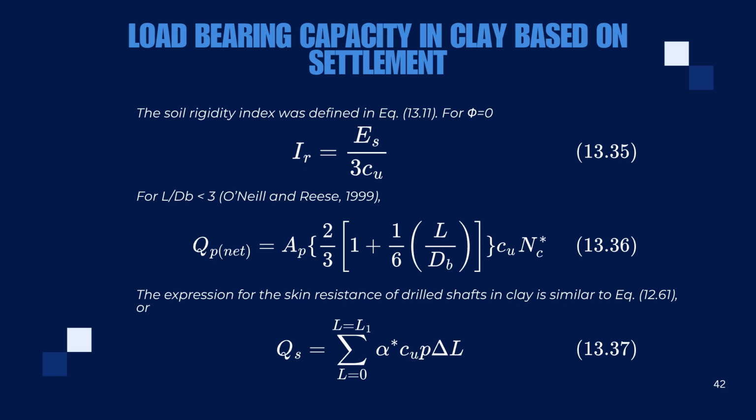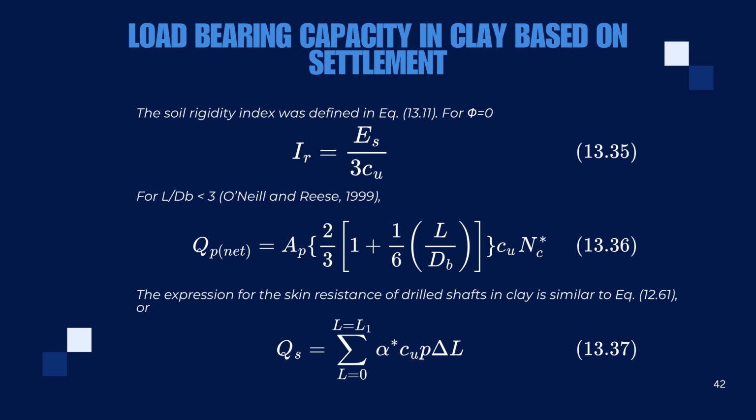From the book, for clays where phi is equal to 0, the rigidity index is defined as IR is equal to ES over 3 times Cu, where ES is the elastic modulus of the soil and Cu is the undrained cohesion. This index helps us relate the stiffness of the clay to its shear strength. A higher rigidity index means the soil is stiffer relative to its cohesion. For very long shafts, specifically when L over dB is less than 3, O'Neill and Rees provided a correction to estimate NC properly.